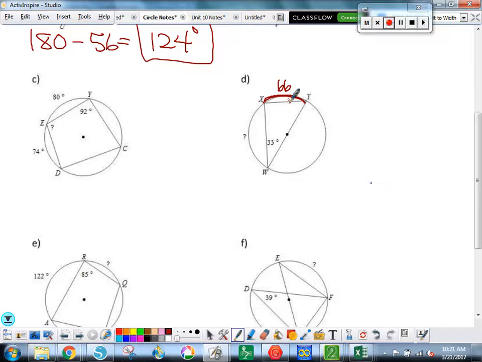What's the next step? Susanna? Yeah, do you know that? WY is the diameter. Good. You know that it's 180, so you get 114. Good. Britt, you get 2 points. Susanna, you get 2. Everybody else that got the 114, you can have 1.